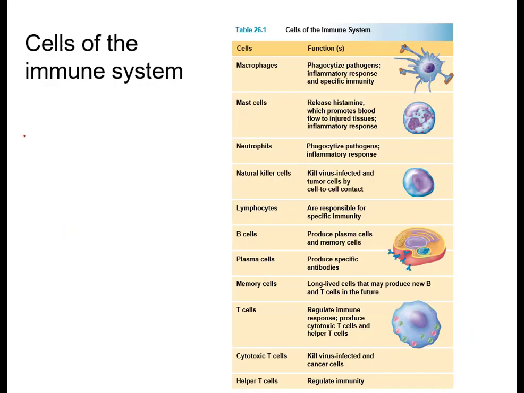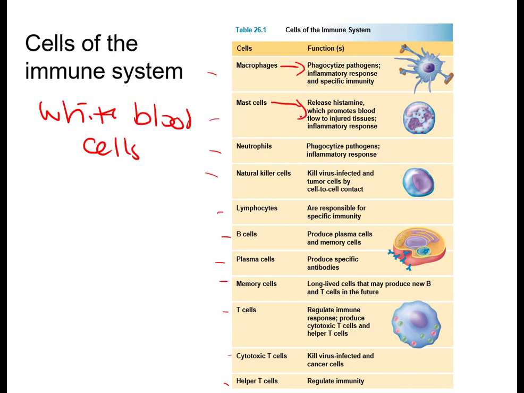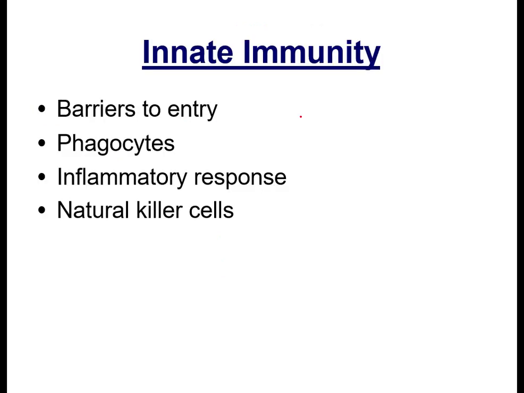Now, this table shows all the different types of white blood cells, and you can see there are many, many different types of white blood cells. And we're going to briefly talk about every single one of these, but this table is very helpful in helping you remember the name of the cell and its function. So you might want to copy or print this table out so you can use it during the exam, because it'll be really helpful. So first, let's go through quickly the different components of the innate immune system.